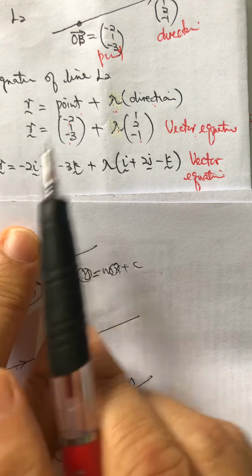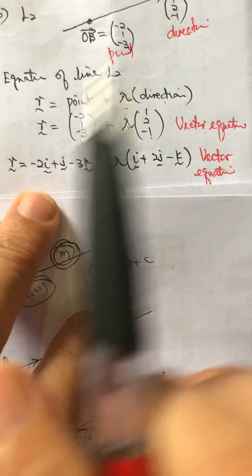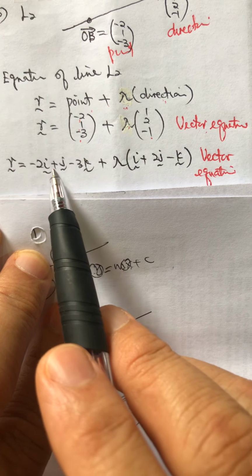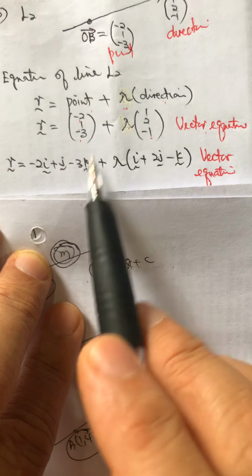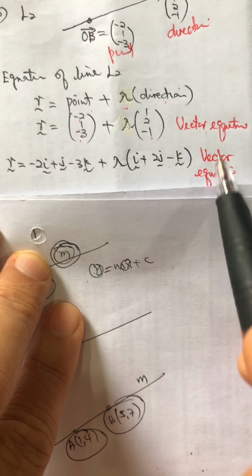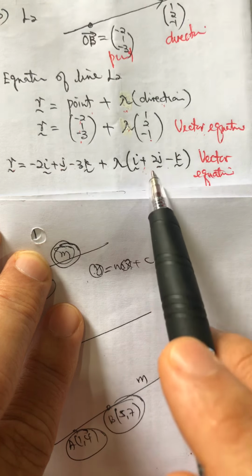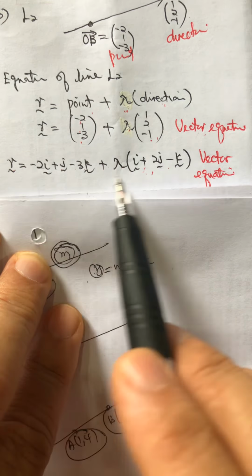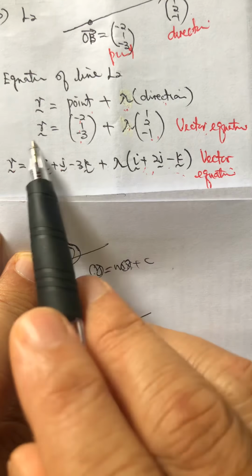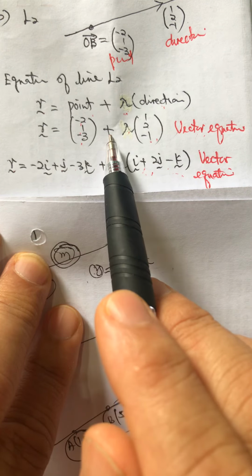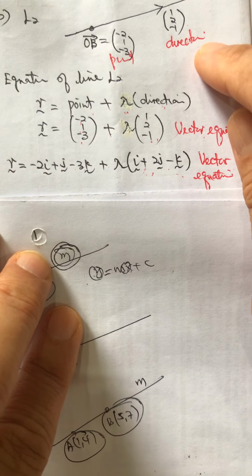Or you can write it like this. Of course, the r here means x, y, z. So negative 2, plus j, minus 3i lambda, all this. This one is also the same. You write either one. If the question gives you like this, you write like this. If the question gives you in this form, you write like this. So this is called a vector equation.